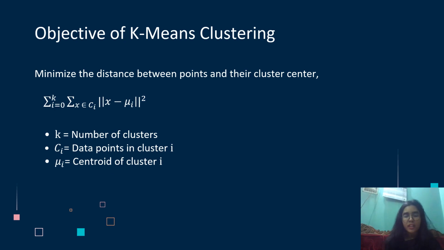Here's the mathematical formulation we want to minimize. We sum up the squared distances between every data point and its cluster centroid. K is the number of clusters, Ci represents the points in cluster i, and mu i is the centroid of the cluster. In simple words, K-means keeps adjusting the clusters to bring points closer to their centers.